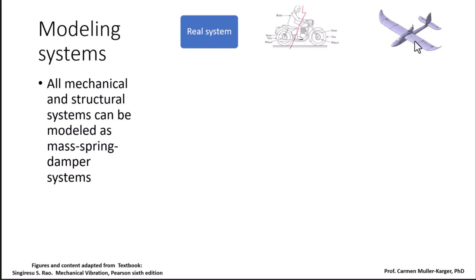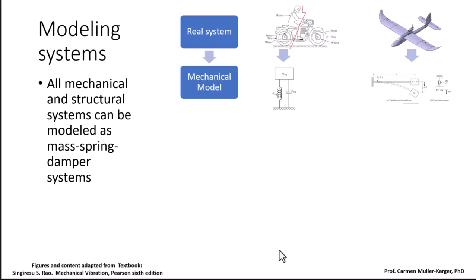However, we have systems where the mass, the spring, and the damper can be embedded in a single element, like the case of this wing. We covered how to get, for example, the equivalent spring constant for a cantilever beam to be able to model that wing. And for the motorcycle, we get a system that is a mass, spring, and damper.